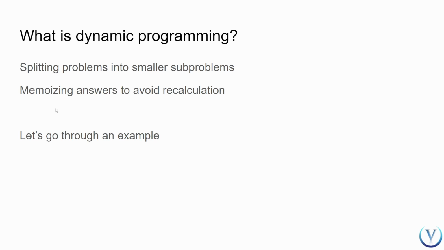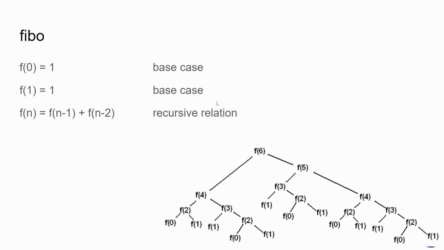It is also about memorizing answers to the smaller subproblems so we don't recalculate the same values over and over again. In other words, dynamic programming is brute force plus memorization. So let's go through a simple example of Fibonacci. So we know that the Fibonacci sequence is defined as follows. The base cases are that the 0th Fibonacci number and the first Fibonacci number are 1, and the second and beyond Fibonacci number is defined by this recursive relation.